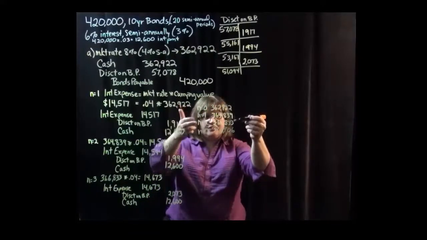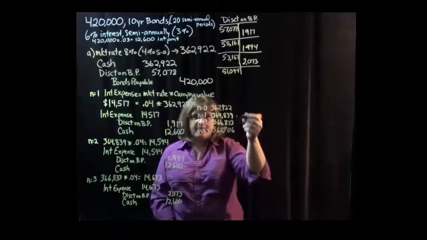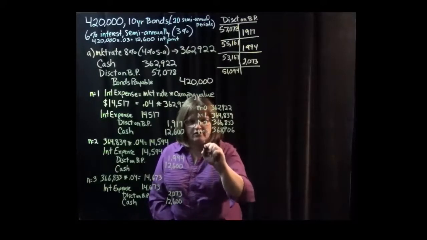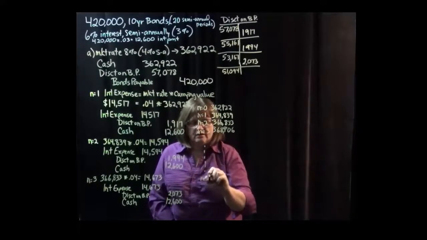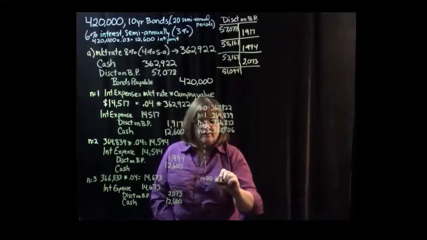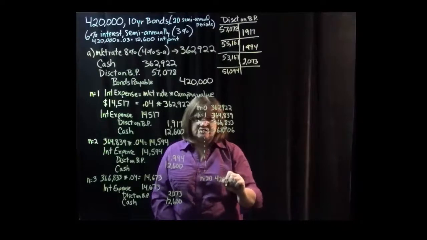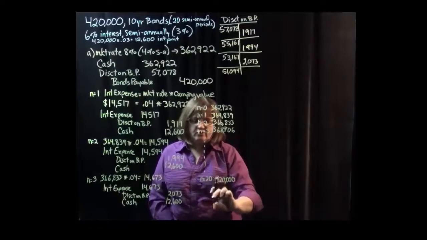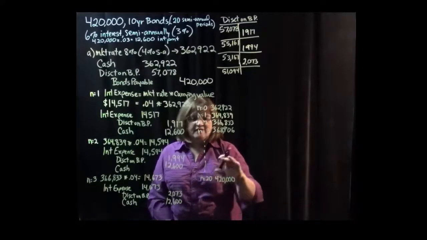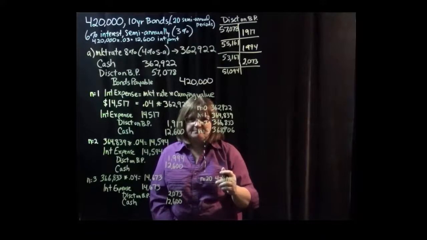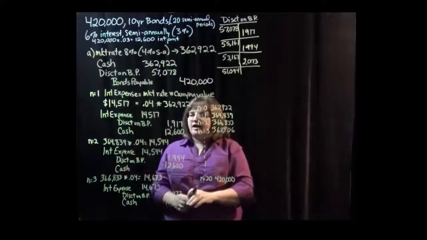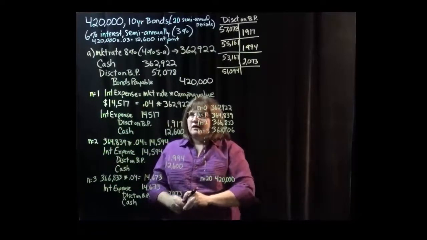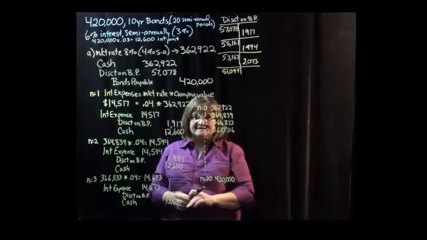Notice that the carrying value is gradually increasing. It started out at the issue price. It will eventually end up, once we get all the way to n equals 20, it will have risen all the way up to its face value. And then when we pay off the bond, we would simply then debit bonds payable and credit cash for that $420,000. The discount will have been fully amortized by then. Okay, so that's our first part. That's what our entries would be and the amounts we would calculate when the bond was issued at a discount.